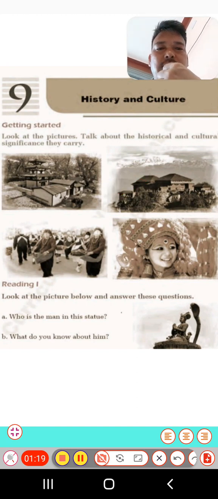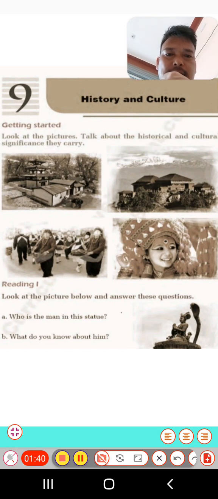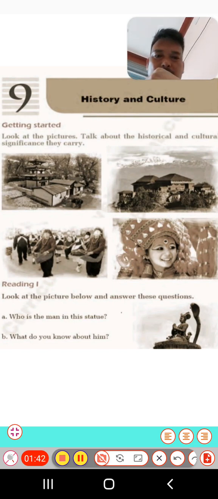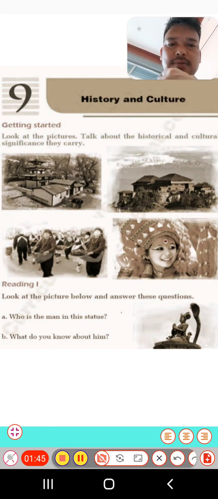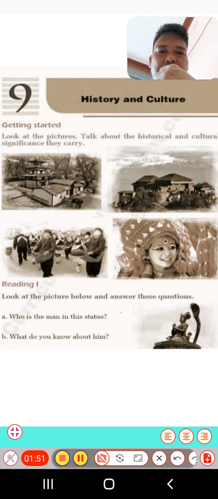It's also the most famous and oldest temple. In the third picture, we can see people wearing Gurung costumes, and they are obviously dancing, and they belong to the Gurung community. And the last picture is the Kumari festival picture, and you must have studied it and be familiar with all these pictures. To know more about these pictures, you can go to the history, and there you can get information about all of them.